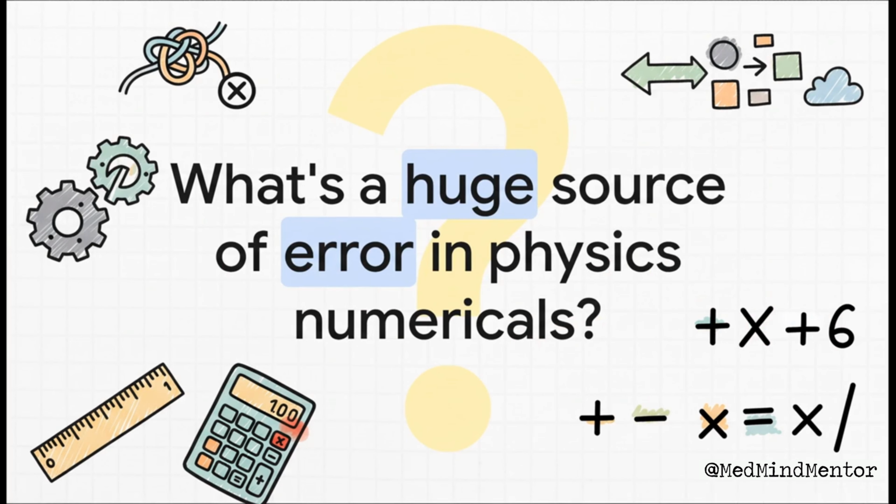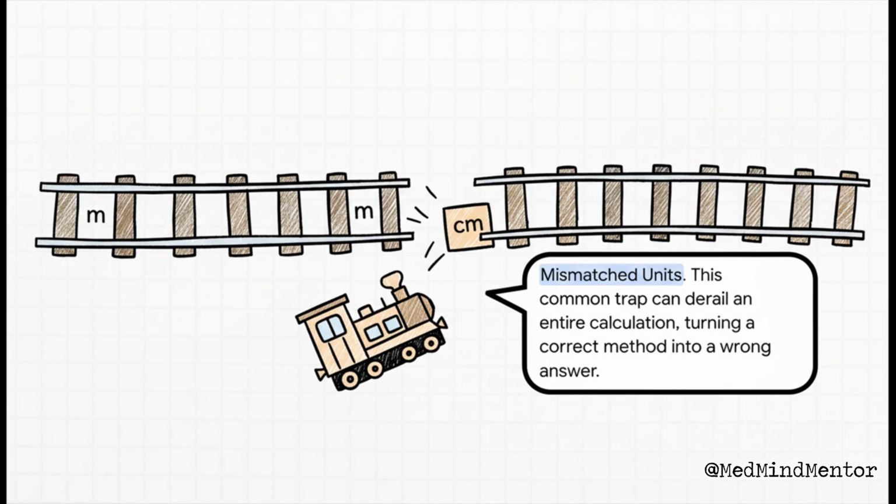So let me ask you something. Think about all the practice problems you've done. Where did those silly mistakes always seem to pop up? You know, the ones that turn a totally correct method into a wrong answer. It's not always the super complex physics, is it? Yep. More often than not, this is the culprit, mismatched units. It's such a common trap. You're given data in, say, centimeters, but the formula needs meters. You forget to convert, and boom, the whole calculation goes off the rails.